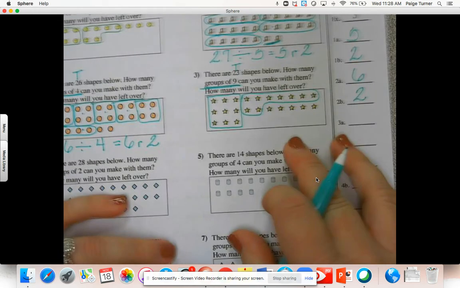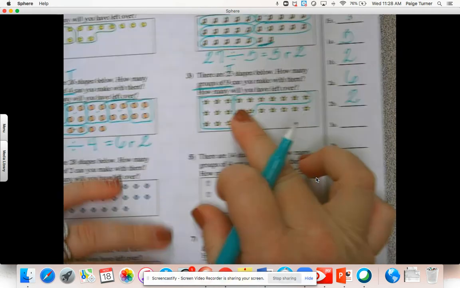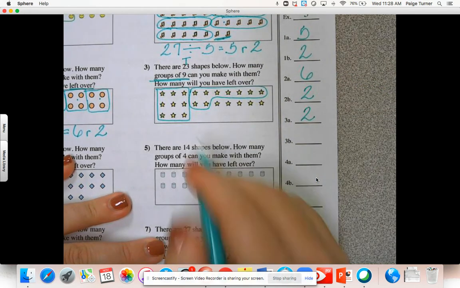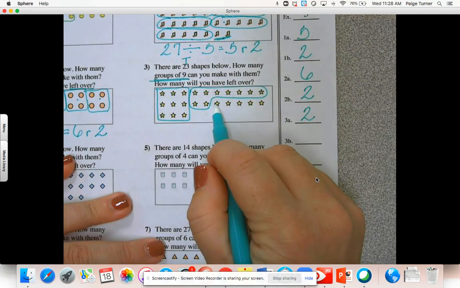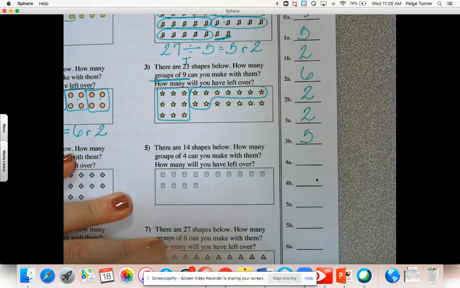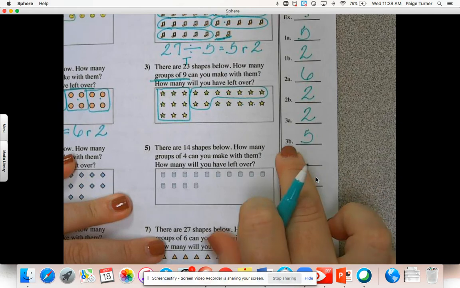All right, so how many groups were we able to make? We've got 2 groups here. So that's the answer to question 3A. And then how many shapes were left over? 1, 2, 3, 4, 5. We had 5 shapes left over. So that's 3B.